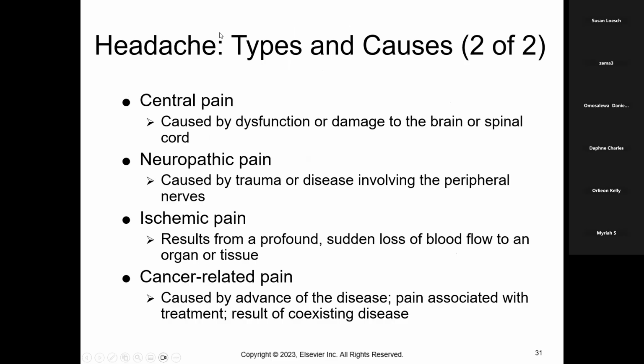Central pain, this is caused by some sort of damage to the brain or the spinal cord, and it's not working properly. So they might have an abscess, a hemorrhage, a tumor.